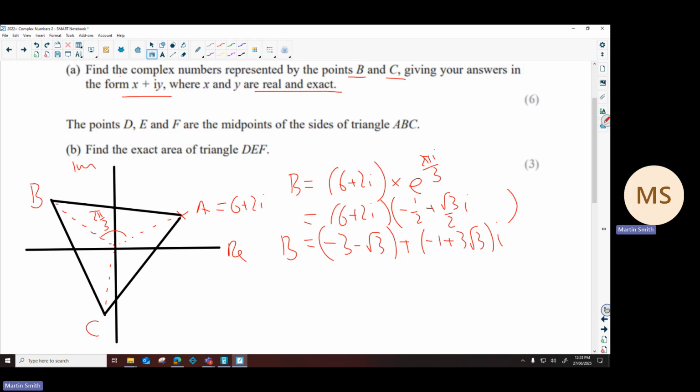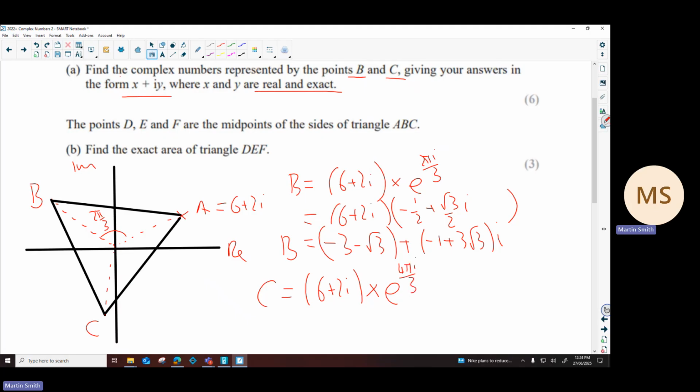Now, in order to get C, there are at least 2 or 3 different ways of doing this. I could now take the complex number at B and multiply that by e to the 2 pi i over 3. Or I can work out C by starting at A, 6 plus 2i, and this time multiplying by a complex number whose argument is 240 degrees. It's 2/3 of a full turn, which is 4 pi over 3. So I'm going to multiply that by e to the power of 4 pi i over 3.